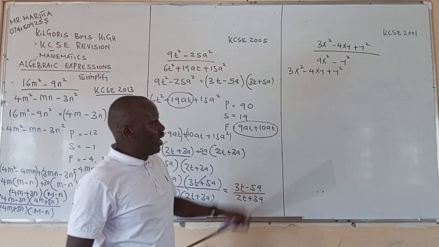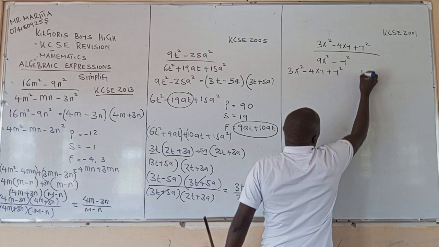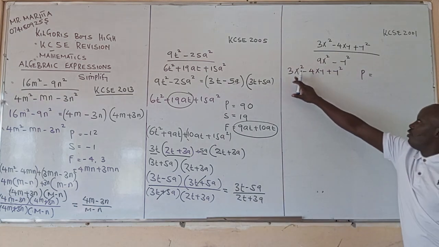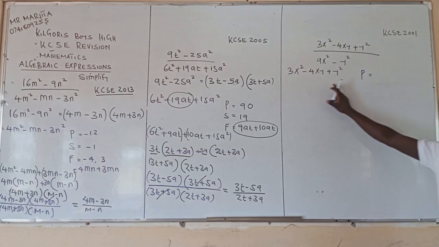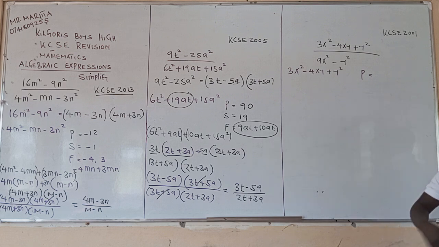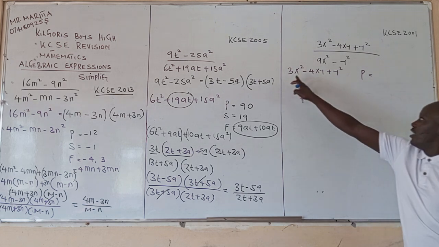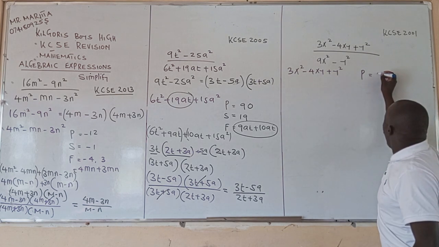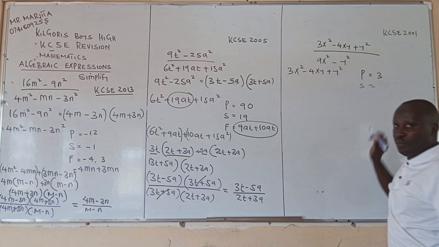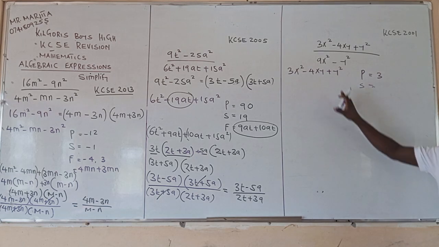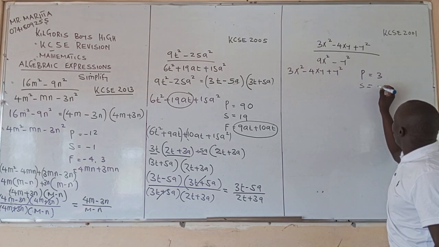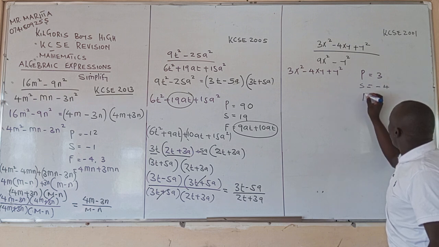In this case, we must get the product, which is equivalent to b, the coefficient of x squared times the coefficient of y squared. The coefficient of y squared is just 1. So you just take 3 times 1, so we have 3, and then we have the sum. Our sum is equal to p, the coefficient of xy, and the coefficient of xy is 4.